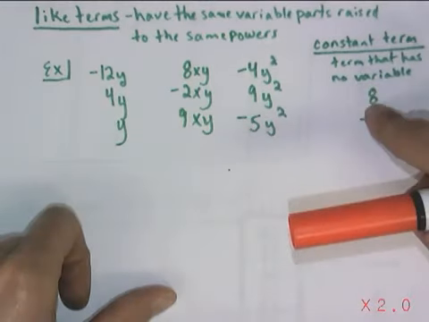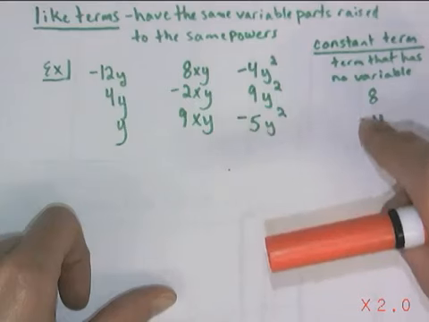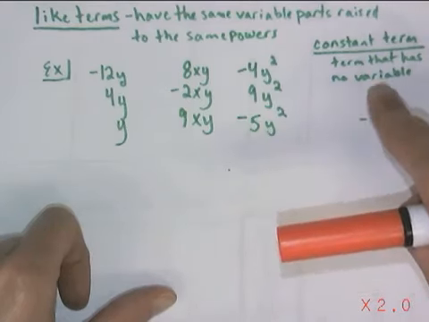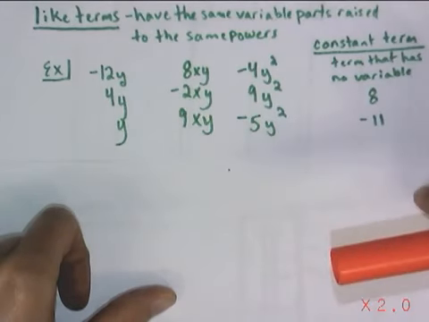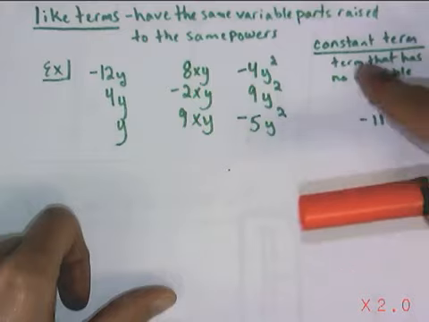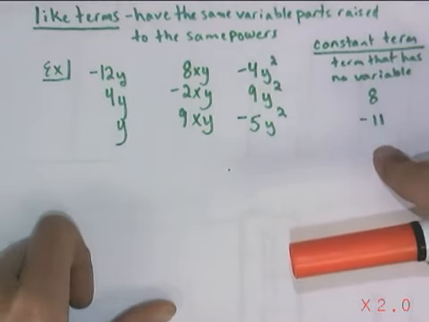If you look at this final set of numbers, we would refer to these as constant terms, which are terms that have no variables in them. So constant terms are just numbers, and they form a like term category of their own.